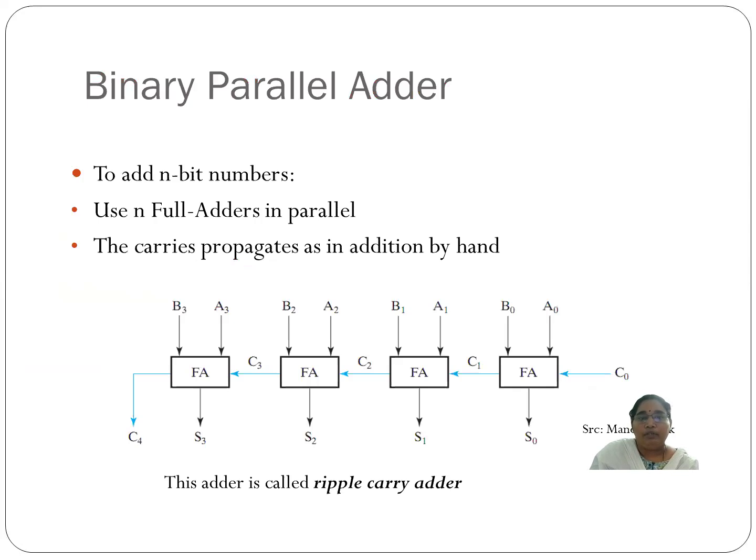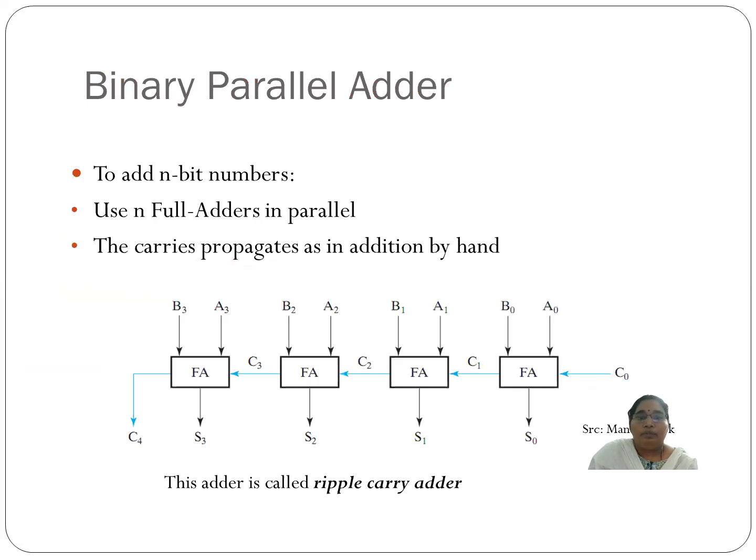So when added two 4-bit numbers, the resultant will be a 5-bit number because of the possibility of the carry. So this is the carry bit, which is in the most significant position. And these are the remaining 4 bits of the sum that we get.